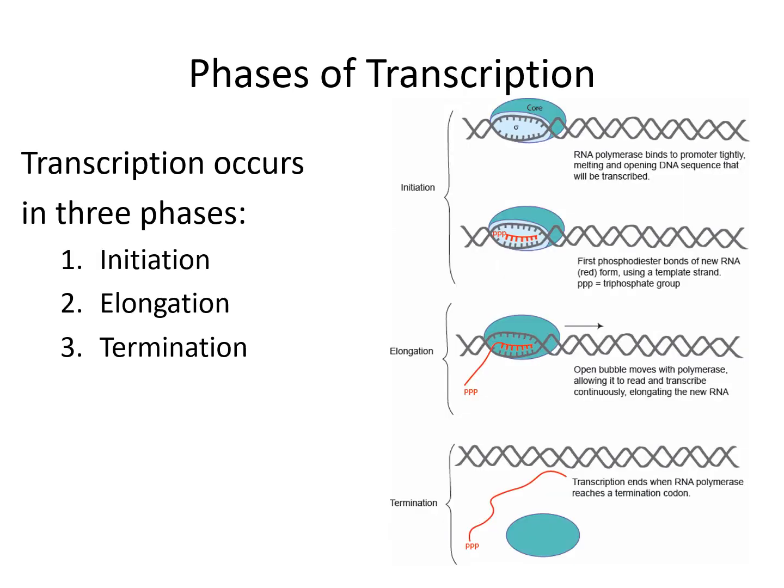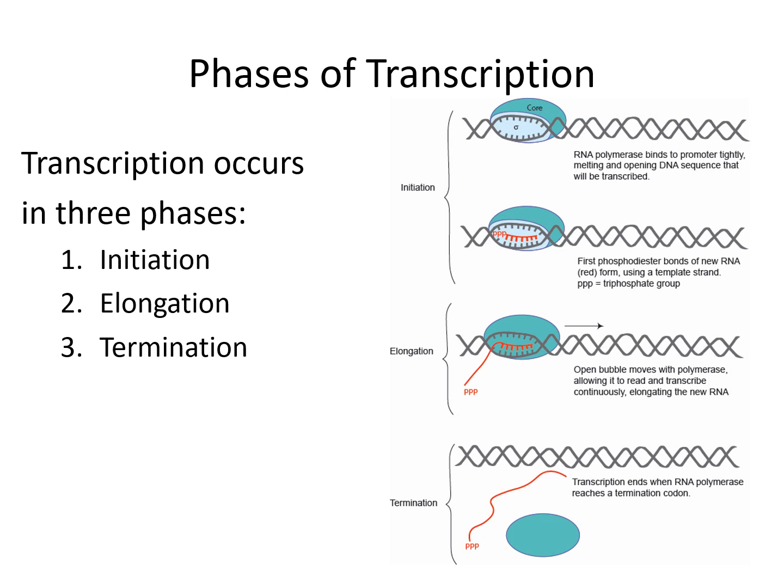Transcription occurs in 3 phases. The first phase is initiation. The second phase is elongation, and then the termination. For the initiation, RNA polymerase binds to the promoter tightly, melting and opening the DNA sequence that will be transcribed. And then the first phosphodiester bond of the new RNA is formed using the template strand. And then that's the initiation.